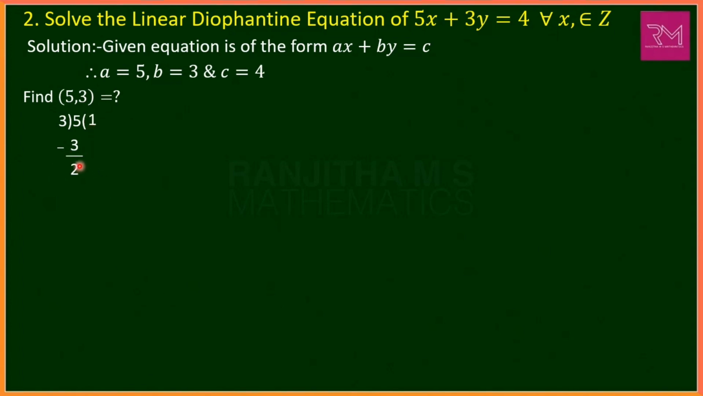Next step, we have to divide this divisor value by the remainder. So take it like this. We have to divide 3 by 2. Here we know that 2 into 1 is 2. Next step, we have to subtract 2 from 3. We get a value of 1. So 1 is the remainder.